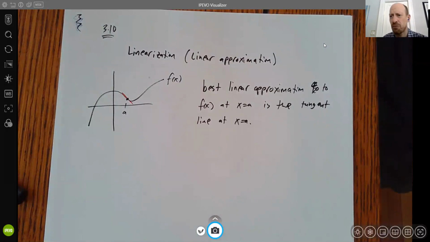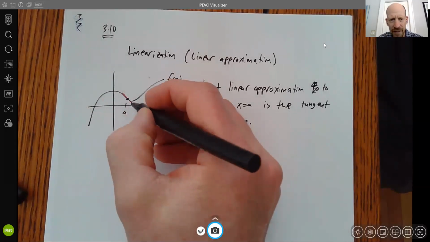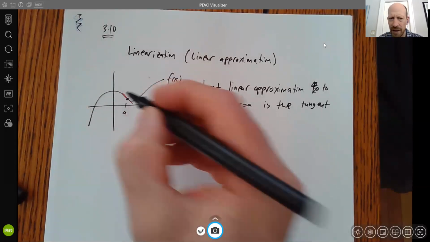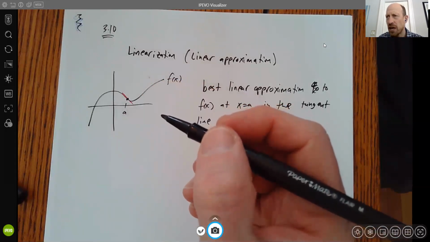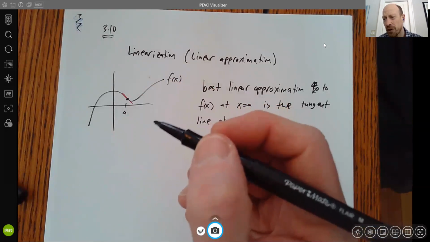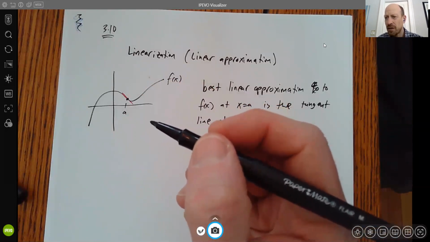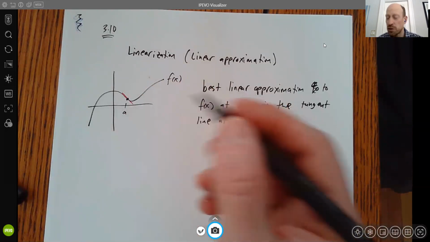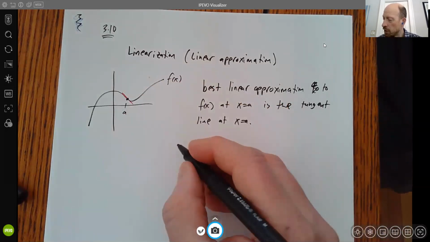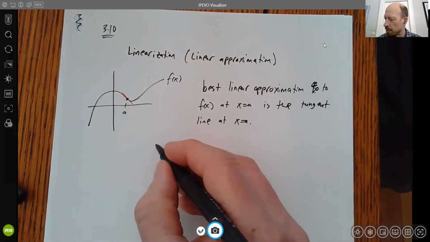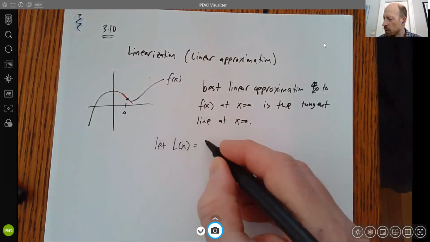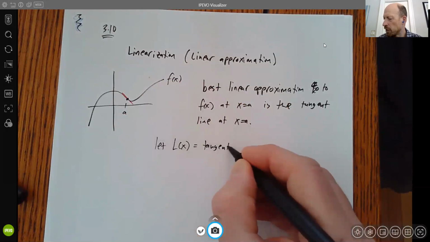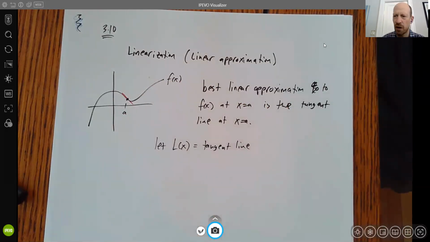And that shouldn't be a surprise. That's in some ways what we think of as the tangent line, right? It's like this line that's very close to the function right at that point. All we're doing in 310 really is sort of changing what we're doing with it. Right now we're thinking of that as being something that's going to give me values close to the function. If we call this tangent line, let L of x equal the tangent line, it's a function, right? Just a linear function. So we could call it L of x.